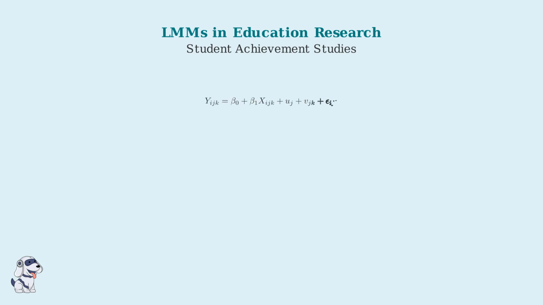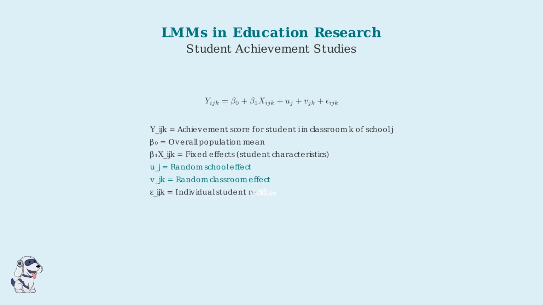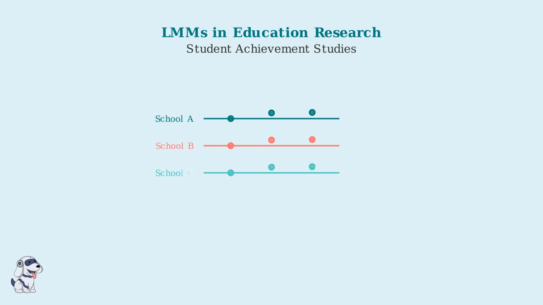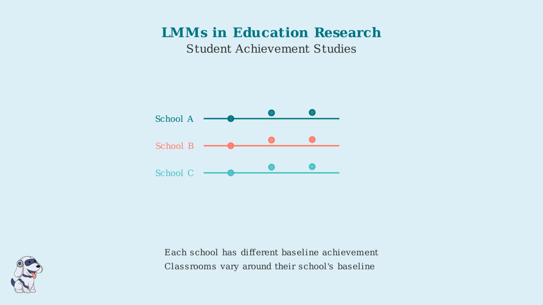The model includes random intercepts for both schools and classrooms. Each school has its own baseline achievement level, and each classroom within a school has additional variation around that school's baseline. The random intercepts allow each school and classroom to have different baseline achievement levels while still estimating overall population effects. Imagine 3 schools with different baseline achievement levels.